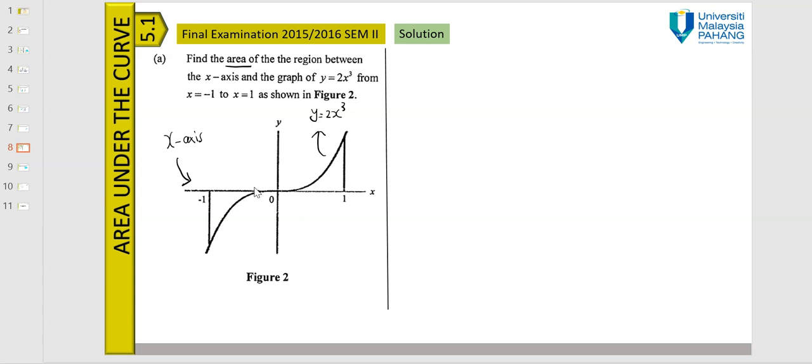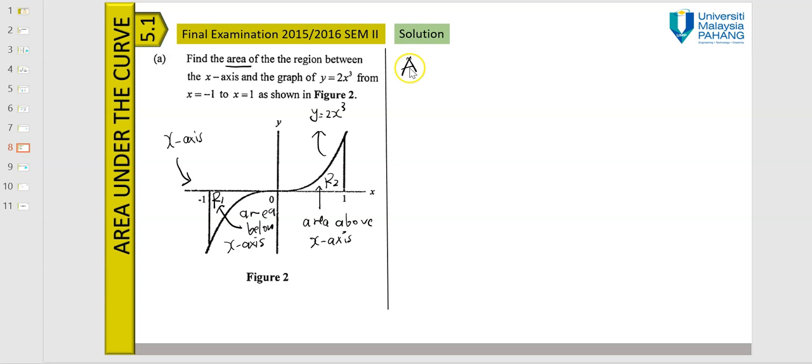So where is the region that represents the area mentioned in this equation here? It means that the region is bounded by the x-axis and also y equal to 2x cubed. From negative 1 to 1 means that we have two regions here. So I note this as region 1 and this as region 2. If you can see here, your region 1 is actually the area below the x-axis. And then your region 2 is the area above the x-axis. So I will use the first alternative in order to find this area.